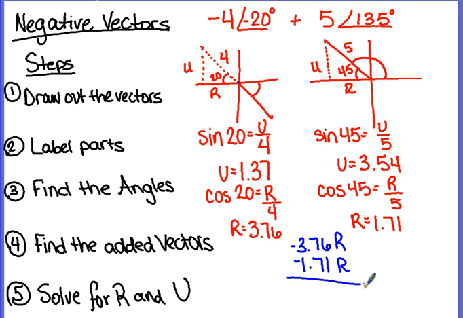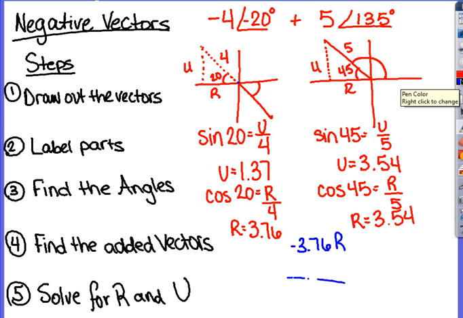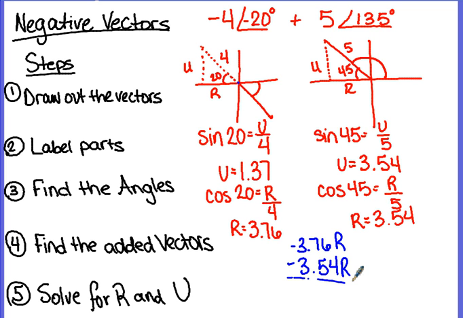hang on one second, my notes just confused me. Okay, going back, this R value is not 1.71. 5 times the cosine of 45 is actually 3.54, same as our U value. So when we come back to add our vectors, we're going to be doing plus 3.54. That'll make a little more sense for those of you who were confused by that. So when we combine our R values, we're going to get negative 7.3 R. So that is our new R value.